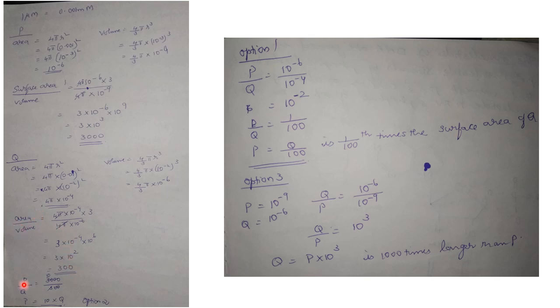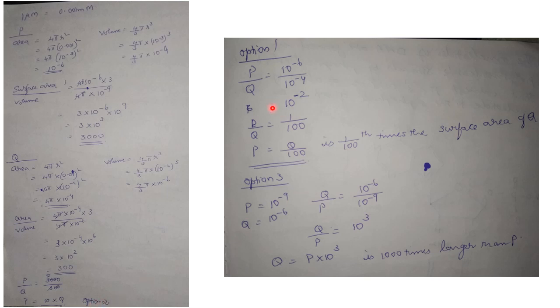Now as per the options, option 2 is correct, because P by Q is 3000 divided by 300, that is 10 times. So P has a surface area to volume ratio 10 times more than Q as per option 2. So the answer here is option 2.